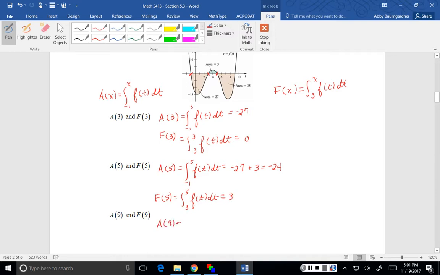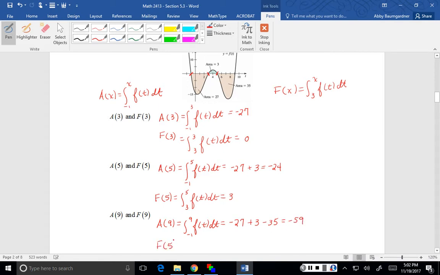A of 9 says start at -1 and go to 9. So -1 to 3 gives me a -27. 3 to 5 gives me this area, which is a +3 because it's above the x-axis. And then 5 to 9 is below the x-axis, or that area is anyway. And so when we add these up, you should get -59.